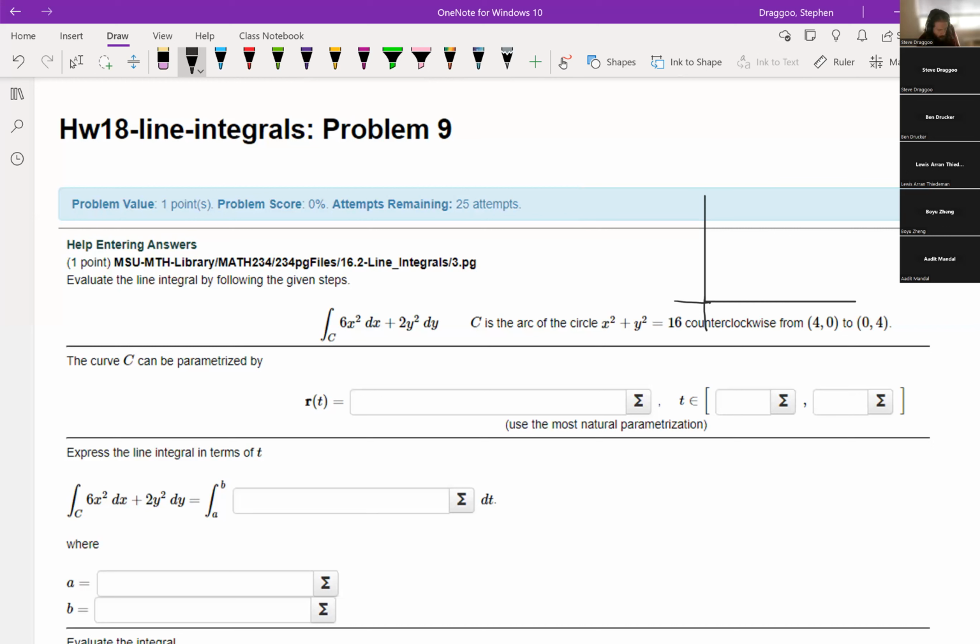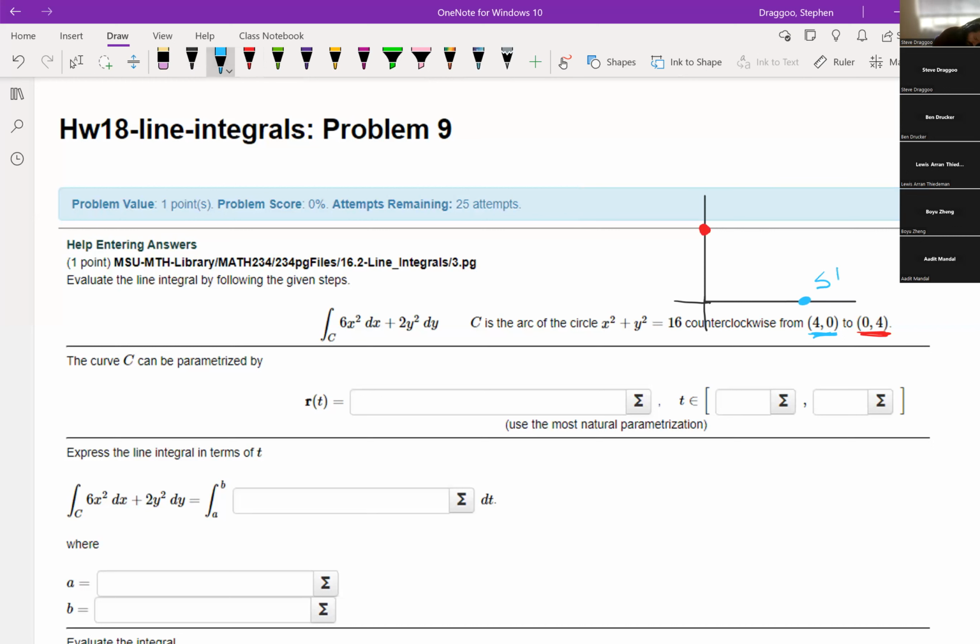So what are we doing? We have a circle, x squared plus y squared equals 16. So a circle centered at the origin, it's got a radius of 4. And we're going to be going counterclockwise from (4, 0) to (0, 4). So it'll be helpful to identify those points. (4, 0) is along the x-axis. (0, 4) is along the y-axis.